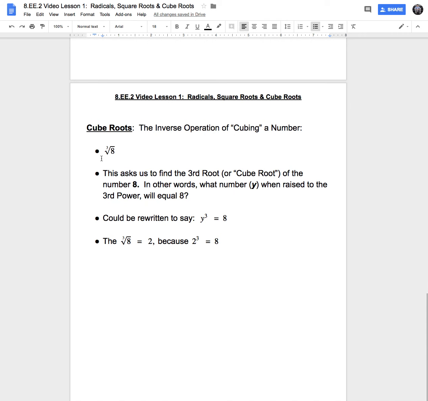So that's another way where we can understand why the square root of 25 is 5. Finally, for cube roots, we see the same thing. If we see a radical with a 3 on the foot, they're asking us to take the cube root. That's the inverse operation of cubing a number, or in other words, we want to say what number raised to the third power makes 8. In this case, the cube root of 8 is 2 because 2, when raised to the third power, would make 8.